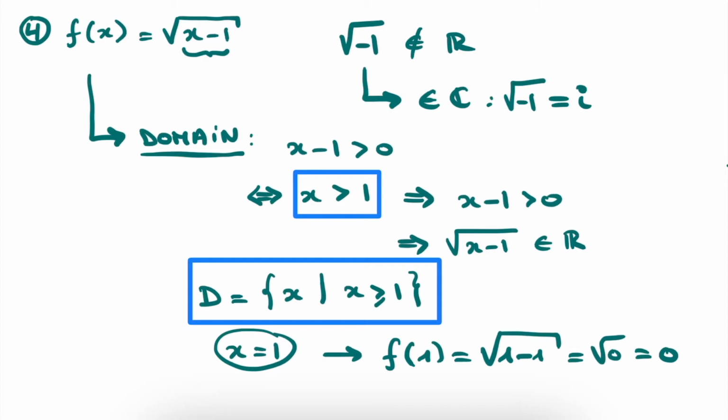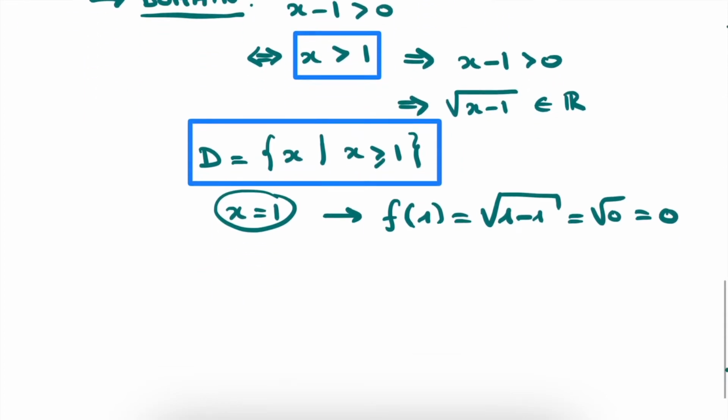And the thing to take away from this exercise is that whenever you have a square root, just remind yourself that the thing inside of the square root should be equal or larger than 0. So let's now go to the fifth exercise, where we're going to look at the function f of x is equal to the tangent of x.